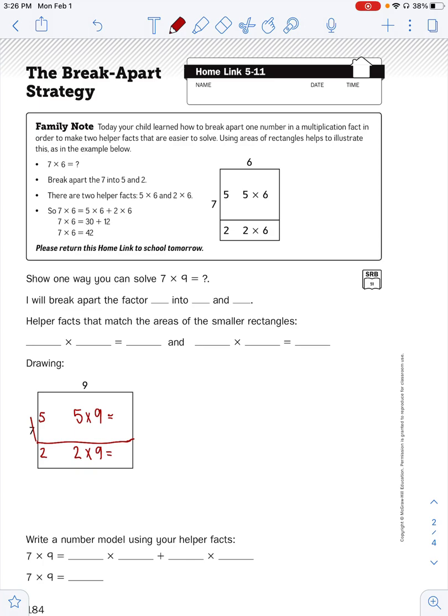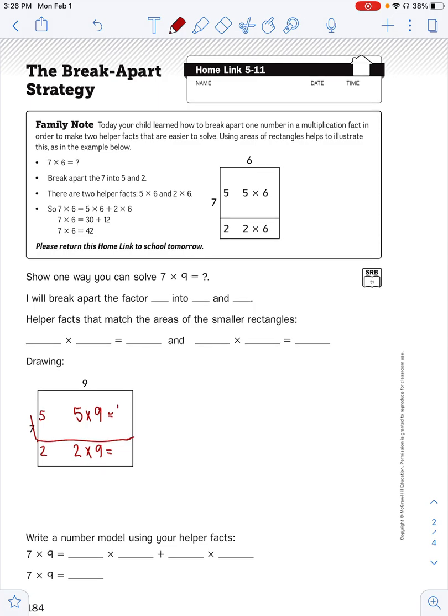So I need to figure out what these two multiplication facts are. 5 times 9, I'm going to skip count by 5s. So 5, 10, 15, 20, 25, 30, 35, 40, 45. So the answer to that is 45. And then 2 times 9, I'm going to skip count by 2s again. 2, 4, 6, 8, 10, 12, 14, 16, 18.